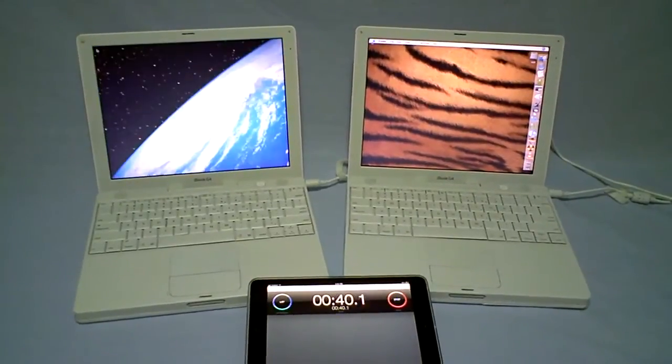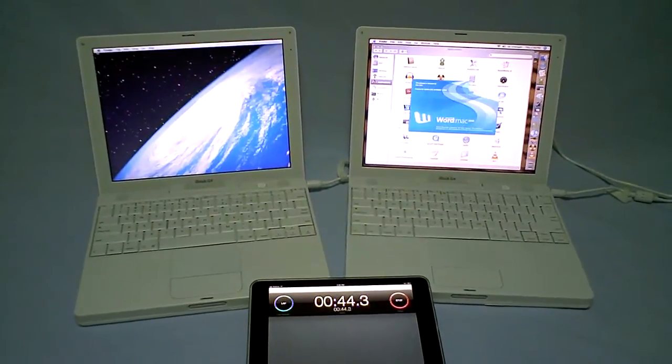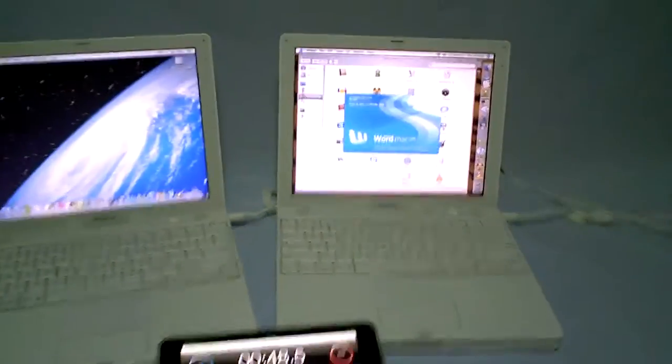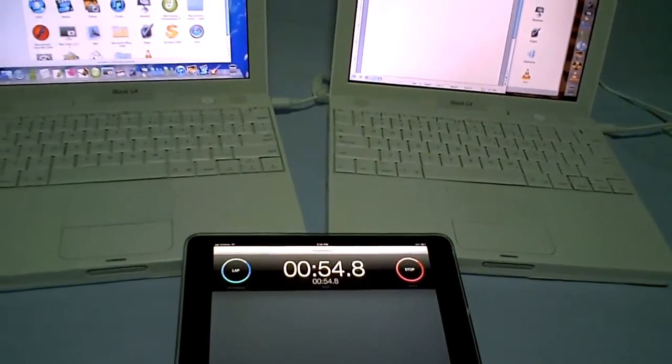The iBook with Tiger is already at its desktop, opening an applications window, and is launching Microsoft Word. We're going to consider it done when it gets a main window and a palette window on Word open. There's the main window, there's the palette window, at about 53 seconds.